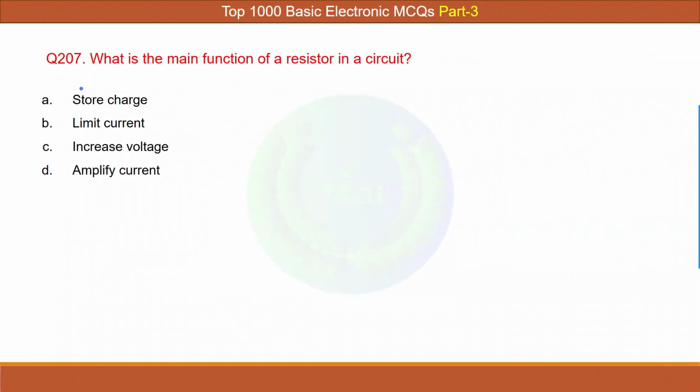Next question, question number 207. What is the main function of a resistor in a circuit? Option A, store charge. Option B, limit current. Option C, increase voltage. Option D, amplify current. The answer is option B, limit current.